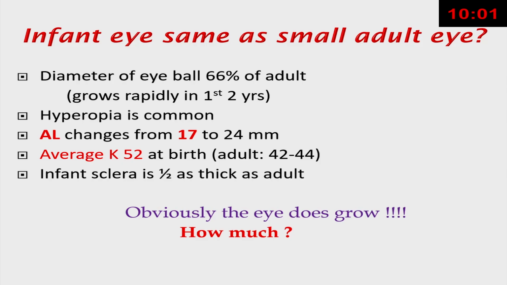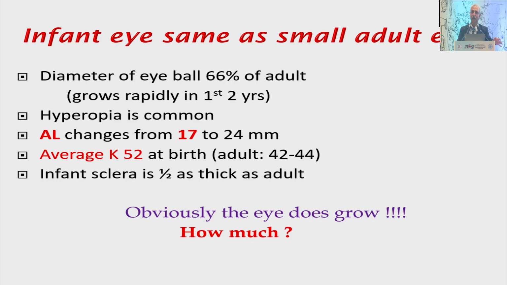So I'll be just showing you the study from Gordon et al. in which they have talked about how they did the study, and we'll just go into details on that. So axial length changes, keratometry changes. Infant sclera is half as thick as the adults, so please do not do any SFIOLs in these ones unless the kid is about 7, 8, 9, 10 years.